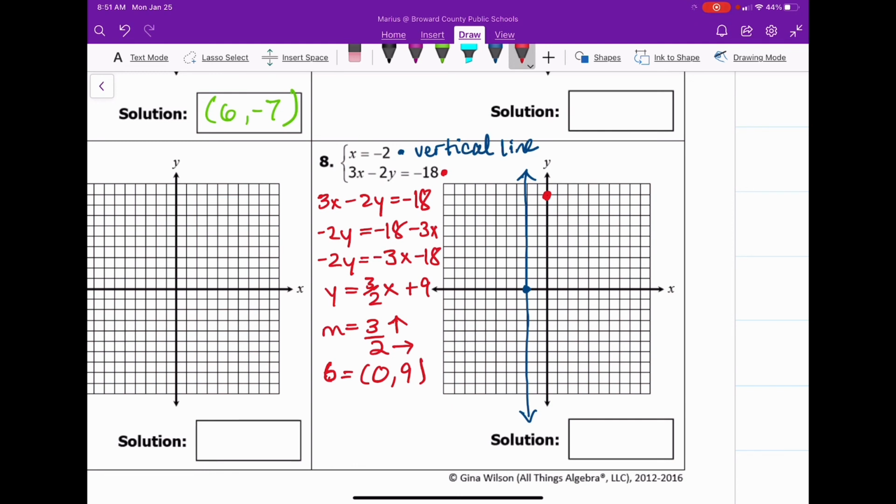But I don't have room to do that, so I have to go in the opposite direction. I have to go down 3 and left 2. So down 3, left 2, boom, down 3, left 2, boom, down 3, left 2. And just follow the pattern once again. Connect your dots with one single line, okay? And right away, we can see what our solution is. That's going to be negative 2 and positive 1, 2, 3, 4, 5, 6. So the solution here is (-2, 6).